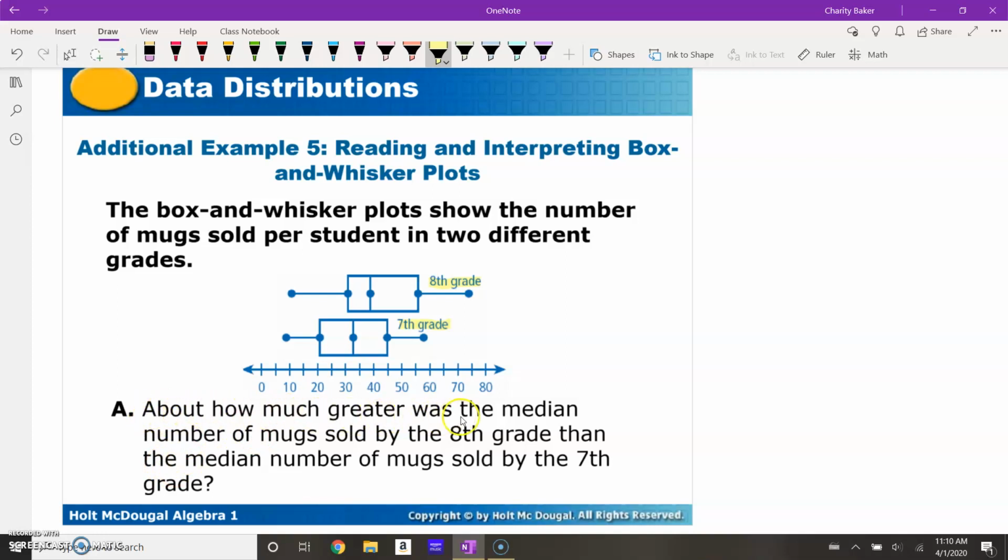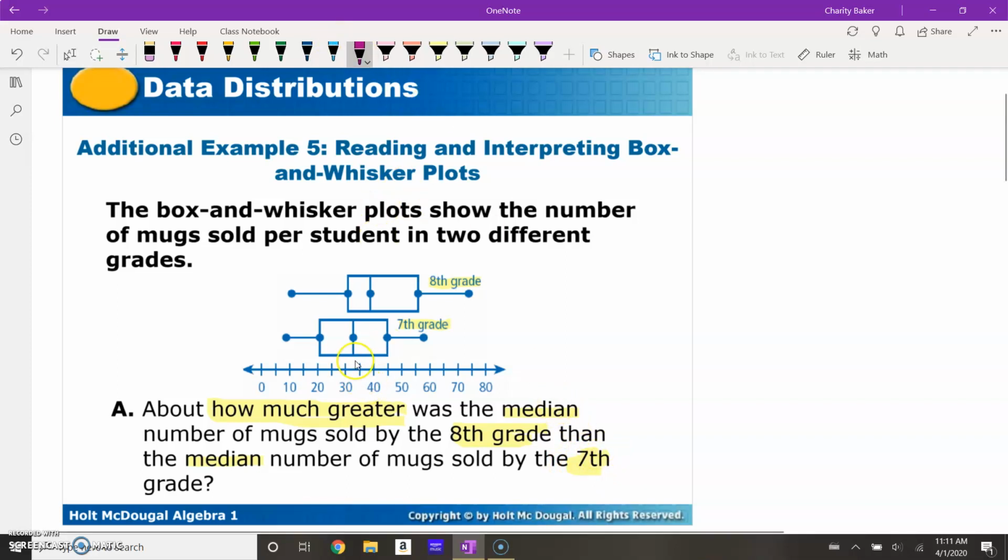About how much greater was the median number of mugs sold by the 8th grade than the median number of mugs sold by the 7th grade? I highlighted the word median twice because we're being asked to compare the median for each one. So how much greater was the median number of mugs sold by 8th grade than the median number of mugs sold by the 7th grade? So we need to look at the two medians.